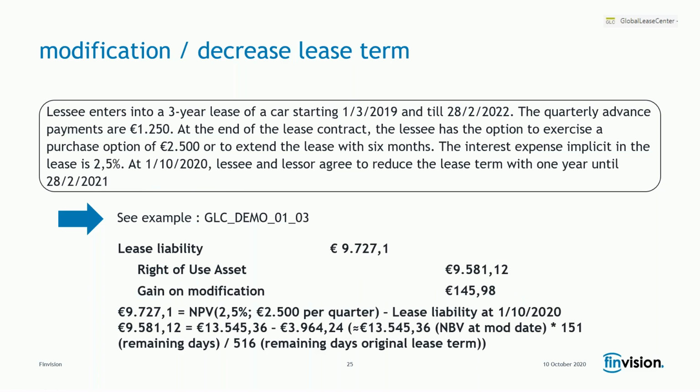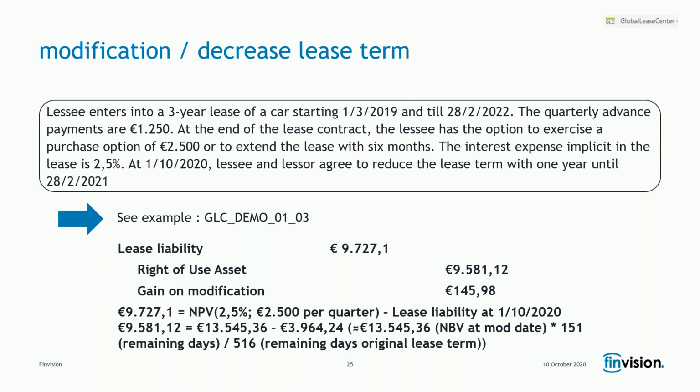But that's a bit difficult sometimes, and in that case often you will need a tool to do that. You can do it in Excel, of course. Take the same example, but now, instead of increasing the lease term, they will decrease it. They will say, at the 1st of October, we will reduce the lease term, and it will end not in 2022, but in 2021. So we will have a reduction of the lease term.